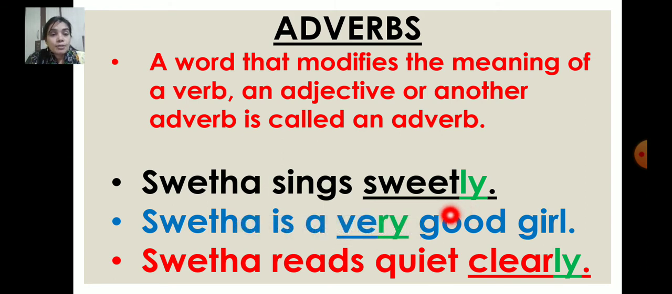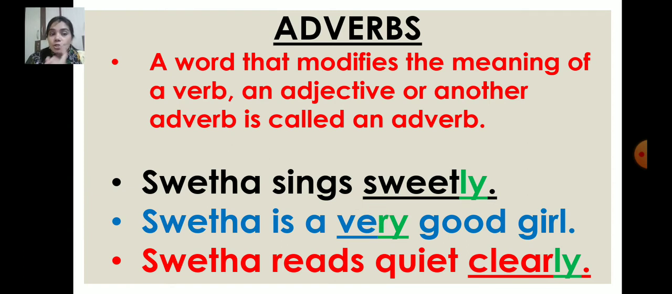So here, Shweta is a very good girl. How much good is she? Very good. How much good? Very good. So it is modifying the adjective. This word very is modifying the adjective. So very is an adverb here.